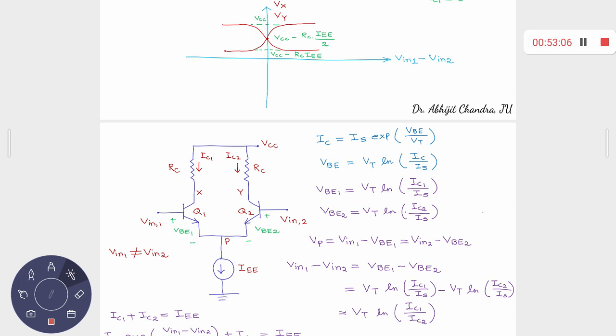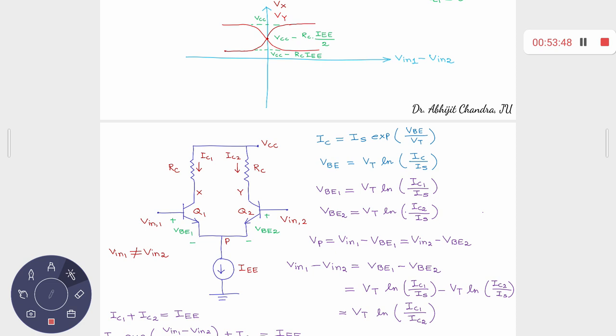It's not that P is held at 0 volt, but from here to here and from here to here, if you take the difference, it remains the same, because from both the left hand side and the right hand side, they are accounting the same potentials. They are accounting the same node P. So Vin1 minus Vin2 is given by VB1 minus VB2. If you plug in the values, this is nothing but VT ln IC1 upon IS minus VT ln IC2 upon IS. Remember, these two voltages are different, VB1 and VB2. So VT ln IC1 upon IC2. Clear?